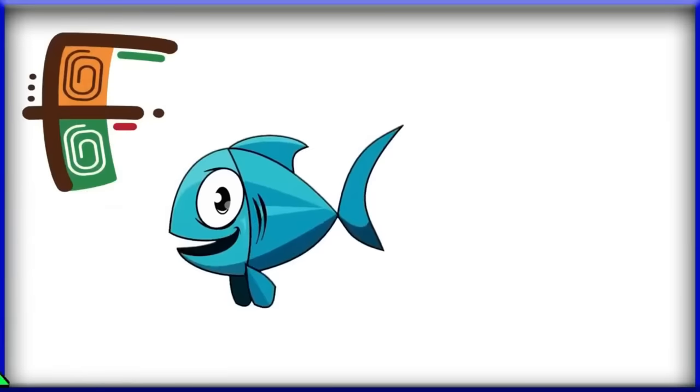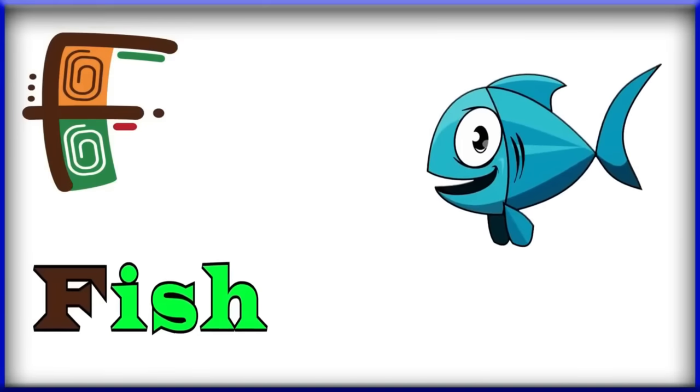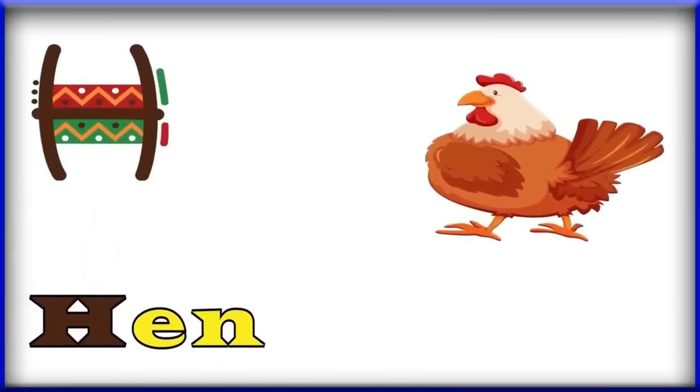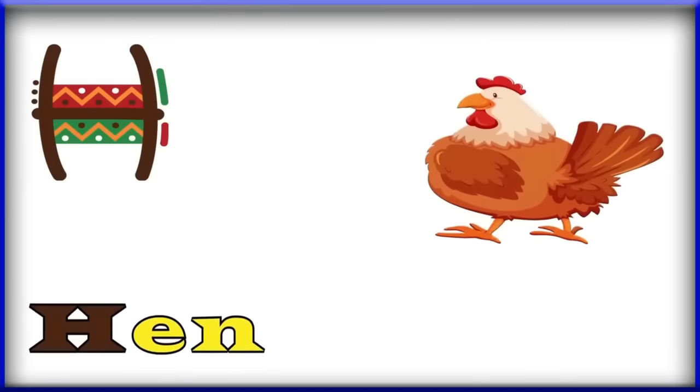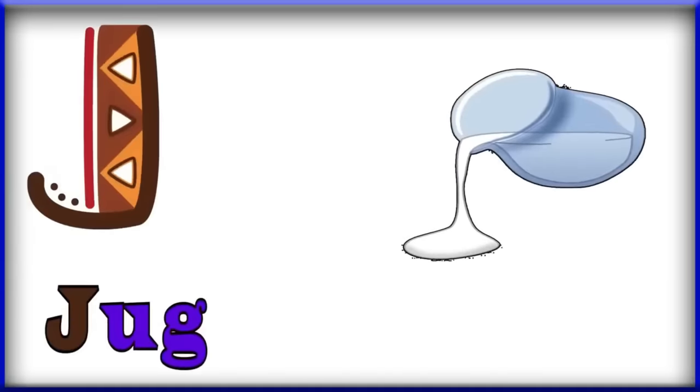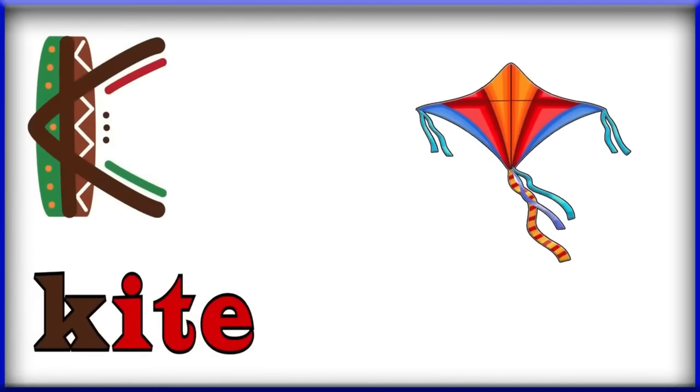F. F for fish. Fish. F for fish. G. G for goat. Goat. G for goat. H. H for hen. Hen. H for hen. I for ice cream. Ice cream. I for ice cream. J. J for jug. Jug. J for jug. K. K for kite. Kite. K for kite.